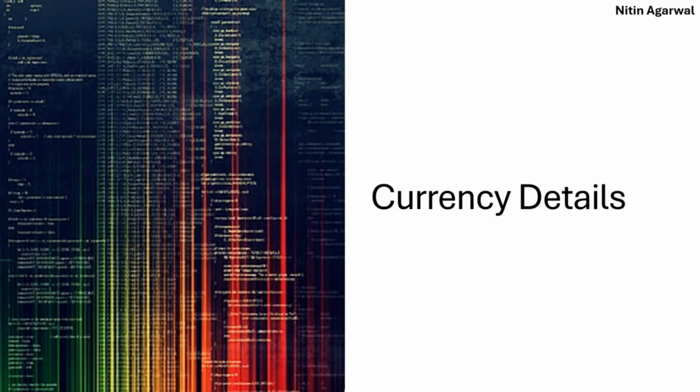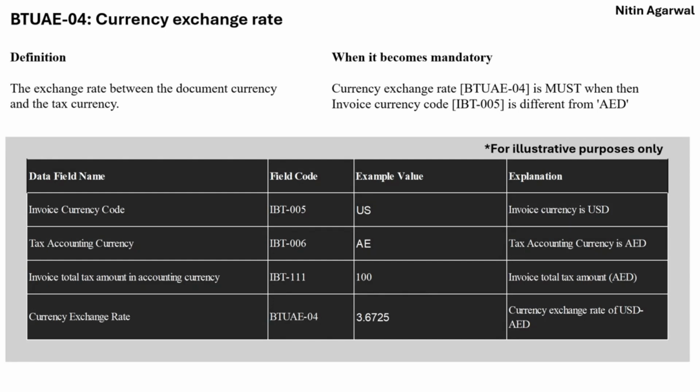Next on, we discuss the currency details. Currency details also require some mandatory data fields under some specific conditions. The currency exchange rate is one such field. The currency exchange rate data field is the exchange rate between the invoice currency, where it is not AED, and the tax currency, that is AED. In the example on the slide, the invoice currency code is USD, the tax accounting currency is AED, and the currency exchange rate has been taken as 3.6725.